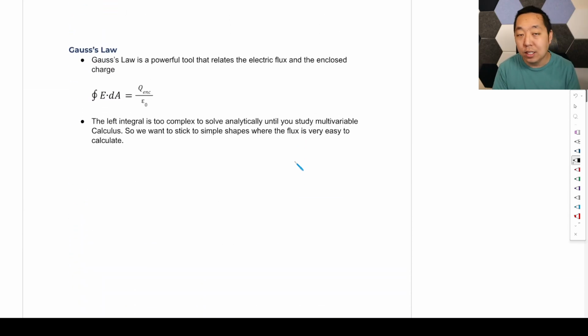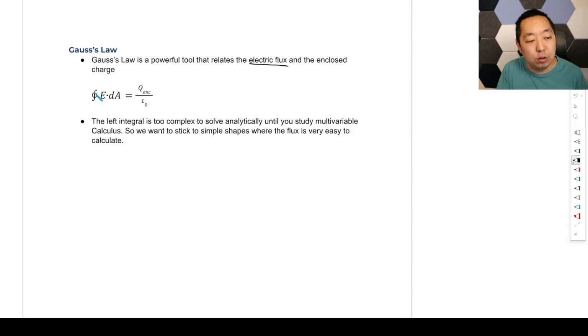So Gauss's law is a powerful tool that relates the electric flux and the enclosed charge, right? So that was the last two things we talked about. How do we calculate flux? How do we calculate charge from a distribution? And this is where it puts together.